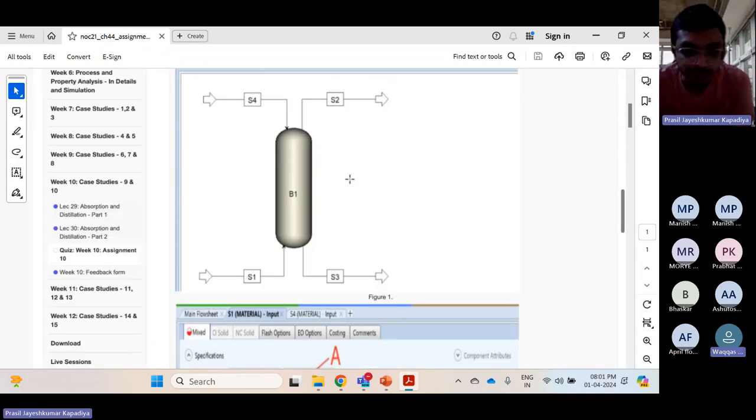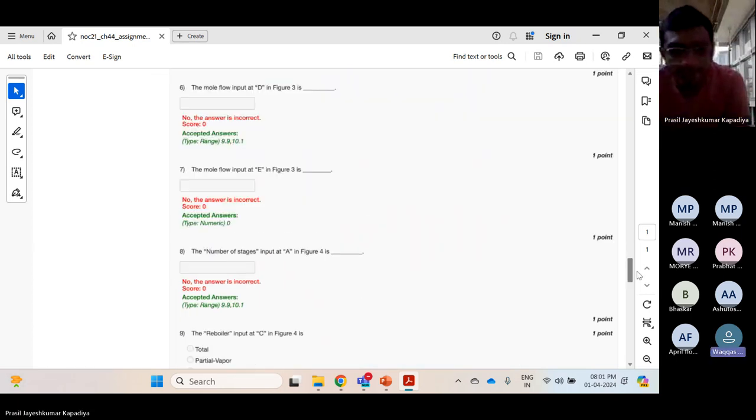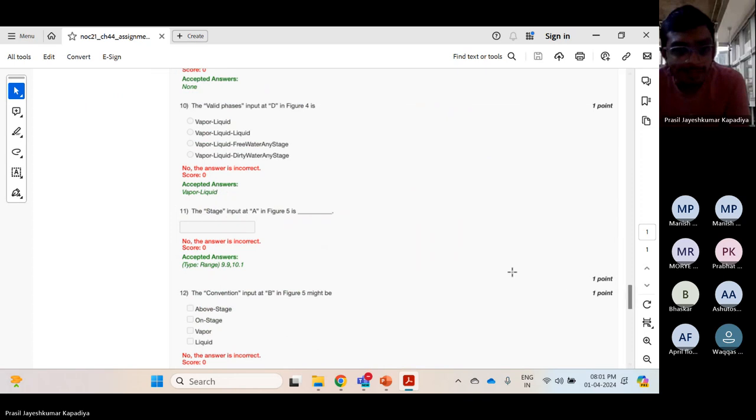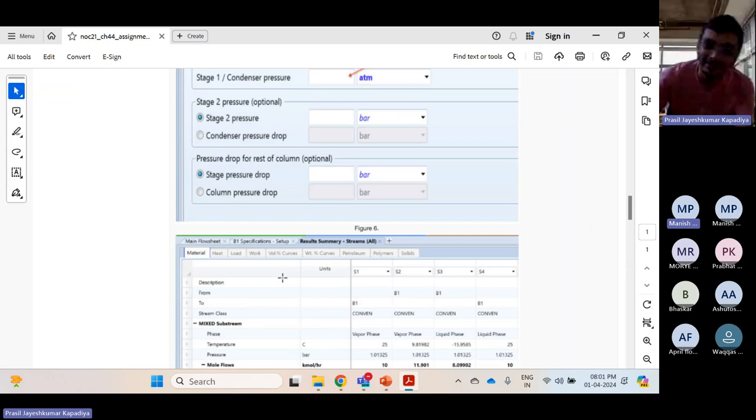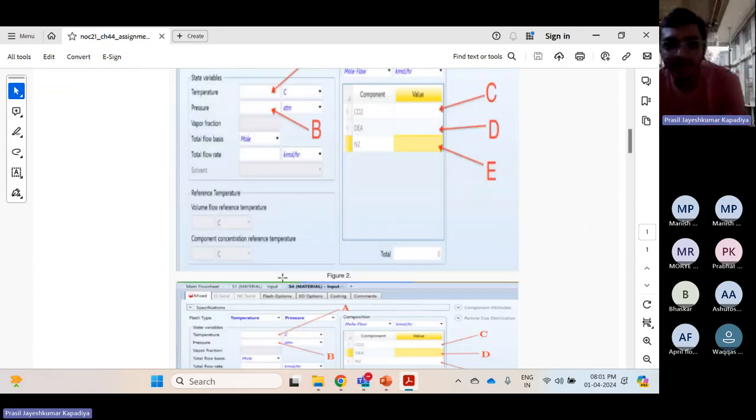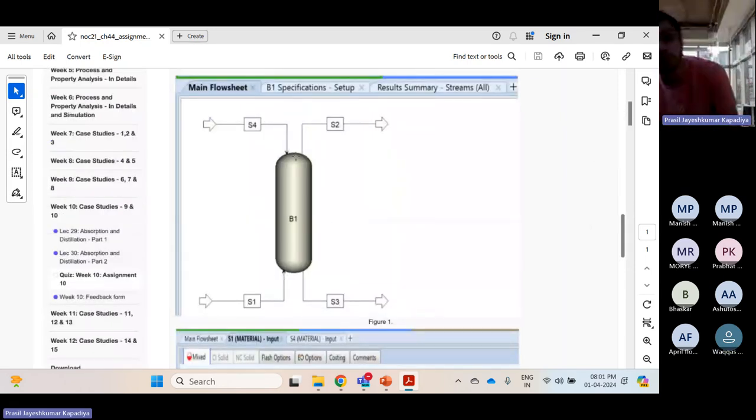Should be one stage. S1 is this one. So S1, is it should be 1 or 10? 1. In Aspen, top is 1 and bottom is 10. Okay.